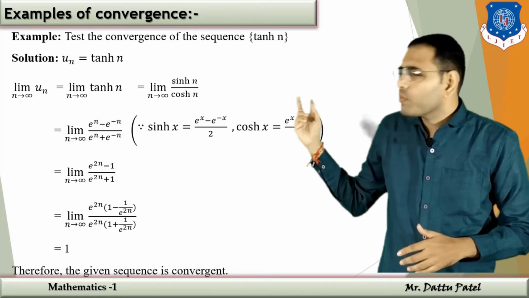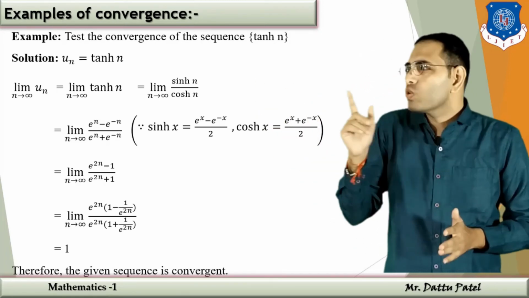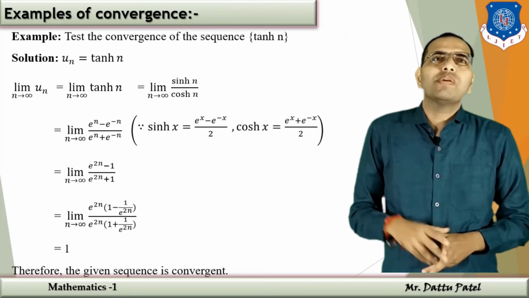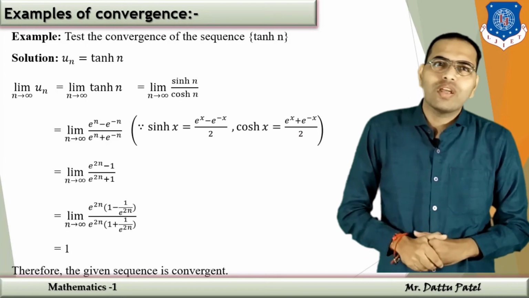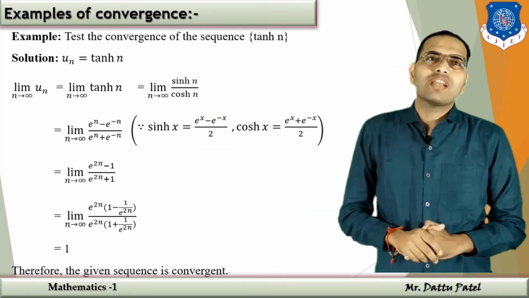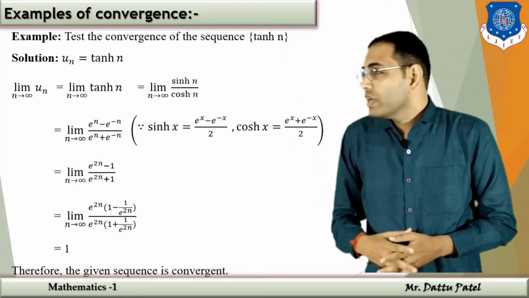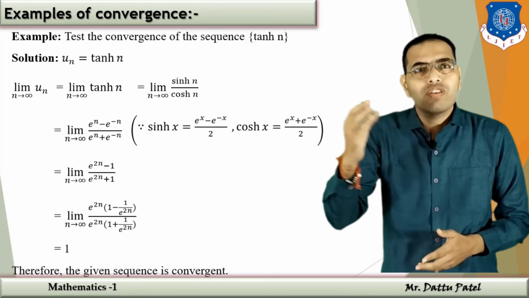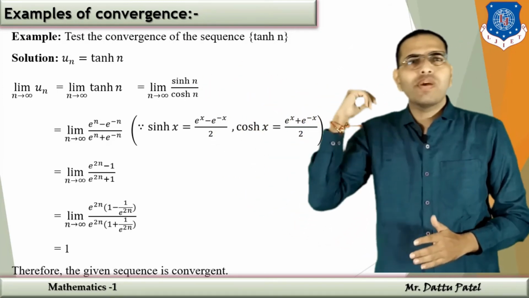Now substitute the formulas of the sine hyperbolic function and the cos hyperbolic function, and the 2 cancels out. Then we get limit n tends to infinity (e raised to n minus e raised to minus n) upon (e raised to n plus e raised to minus n). Simplifying this term, we get limit n tends to infinity (e raised to 2n minus 1) upon (e raised to 2n plus 1). In this term, e raised to 2n is common and cancels out from the numerator and denominator.